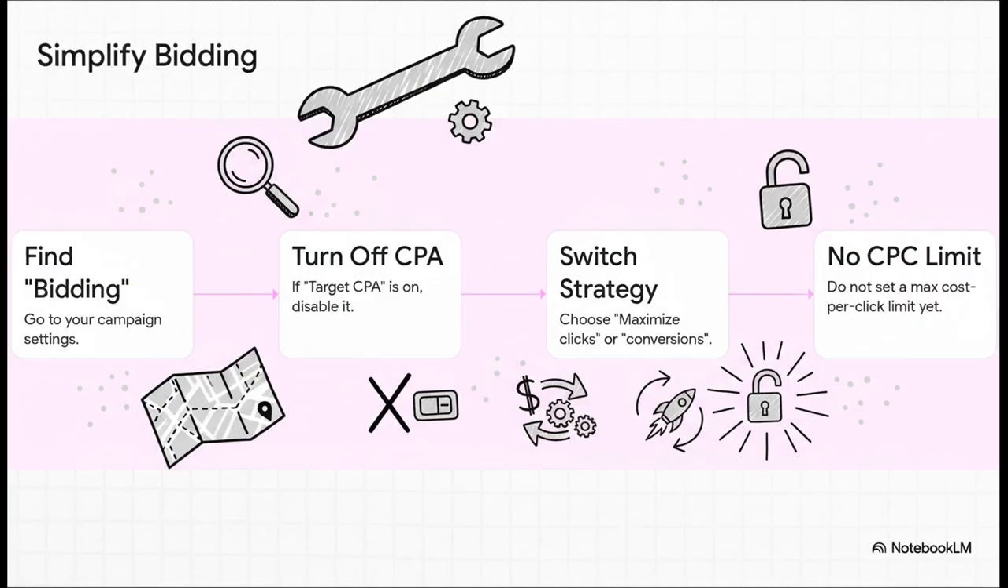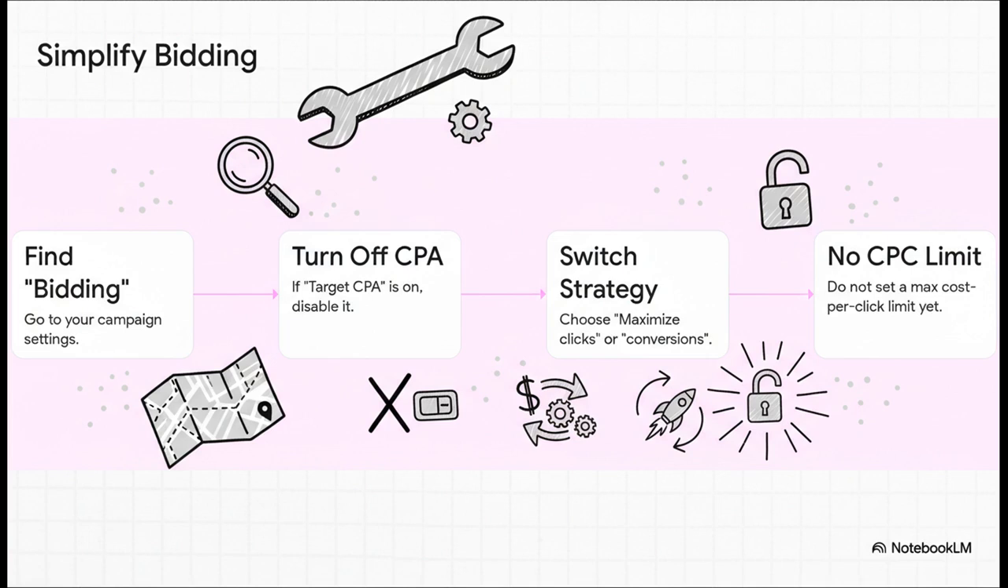You're going to head into your campaign settings. If you see Target CPA, that stands for Target Cost Per Acquisition, and it's turned on, just turn it off for now. See, that strategy tells Google, only show my ad if you think you can get me a customer for this exact price. But your new campaign has 0 data, so it can't make that call. Instead, switch to something way broader, like maximize conversions or maximize clicks.